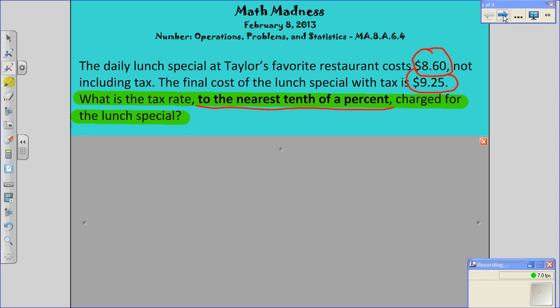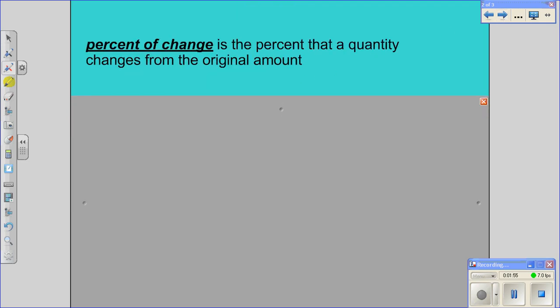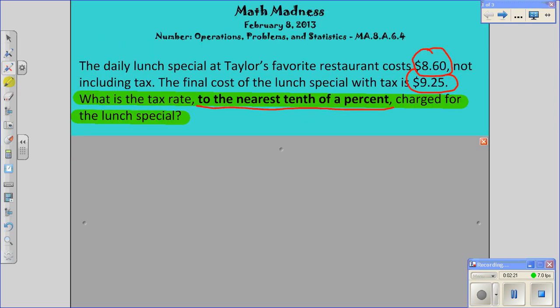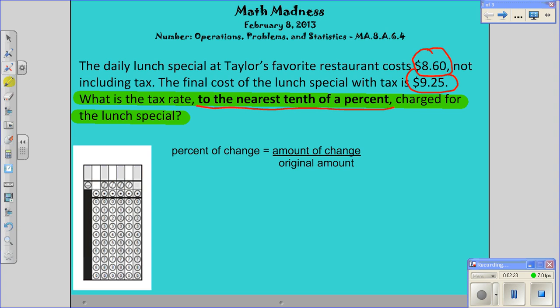Okay? So going back here to find the percent of change, you simply take the amount of change, which would be the new minus the old, okay, or original, and you divide it by the original or the old, okay? So let's go back to the problem. We have our formula here.